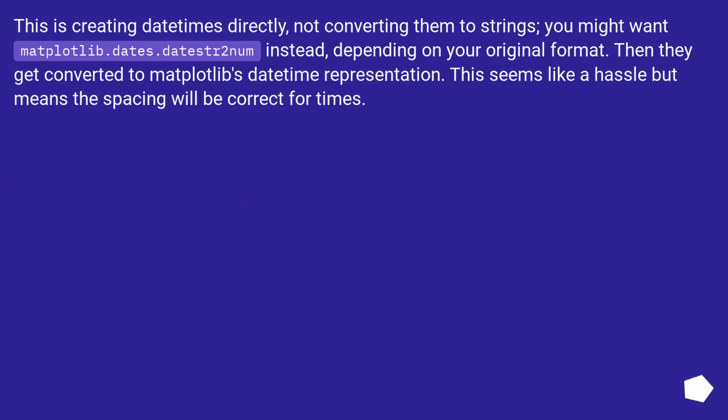This is creating datetimes directly, not converting them to strings. You might want matplotlib.dates.datestr2num instead, depending on your original format. Then make it converted to matplotlib's datetime representation. This seems like a hassle but means the spacing will be correct for times.